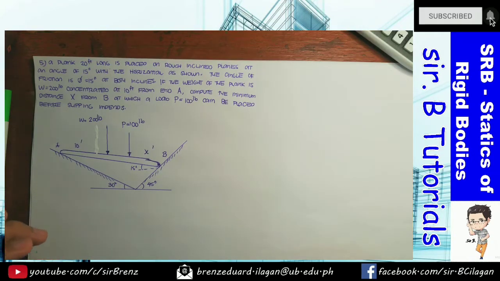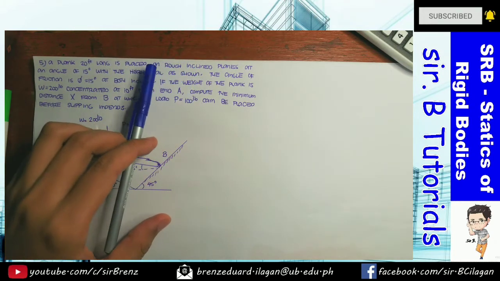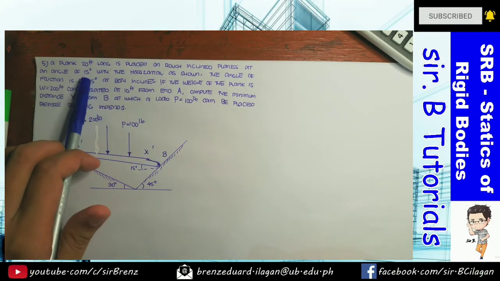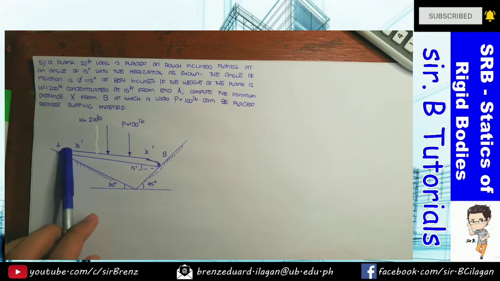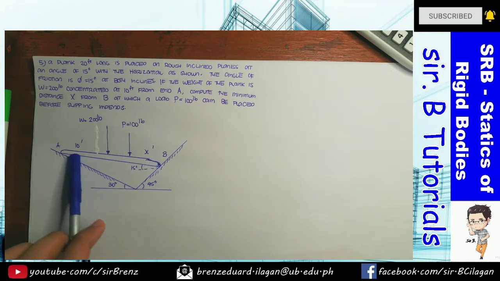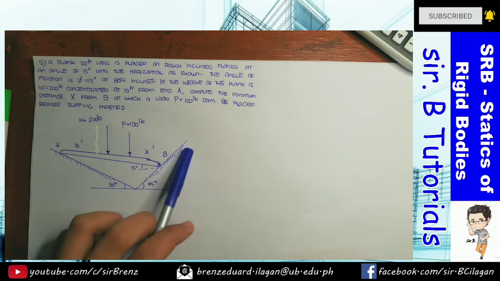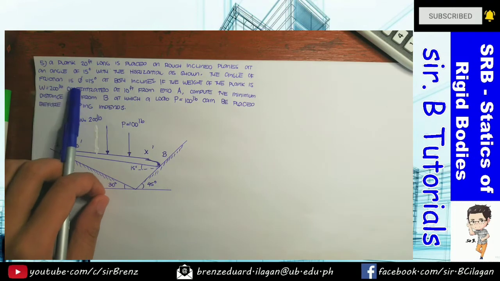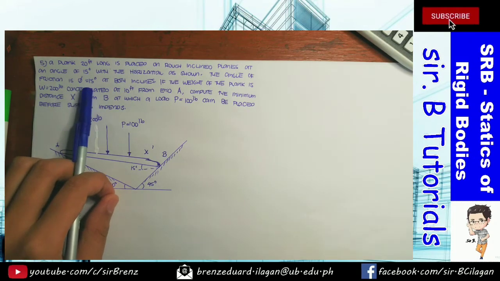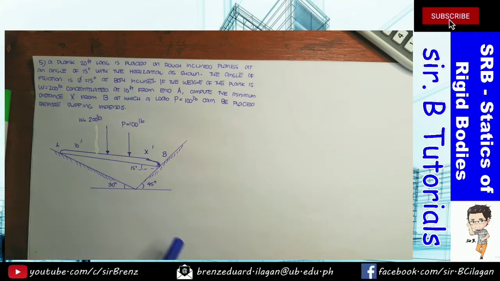Okay, so for problem number 5, basahin natin: a plank 20 feet long is placed on a rough inclined plane at an angle of 15 degrees with the horizontal as shown. So itong plank na to is inclined at an angle of 15 degrees and is resting on two inclined surfaces. The angle of friction, or yung phi niya, at both inclines is 15 degrees.